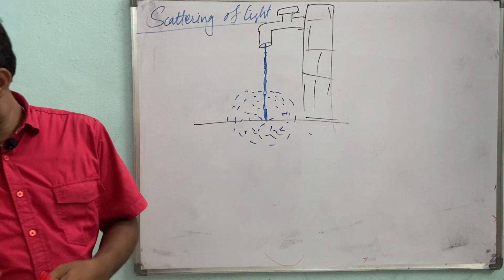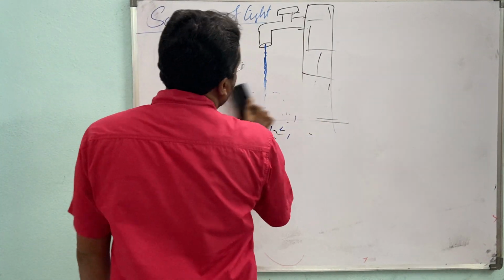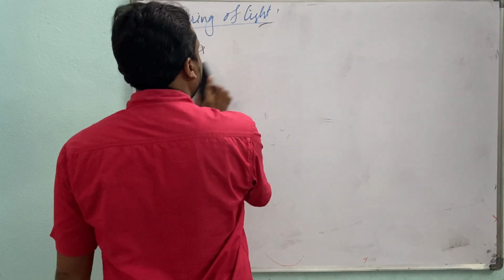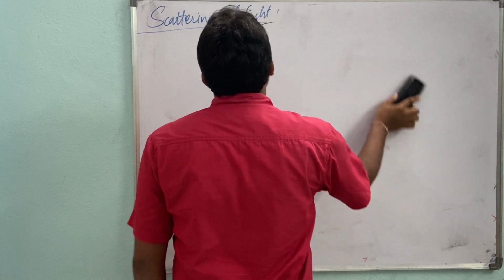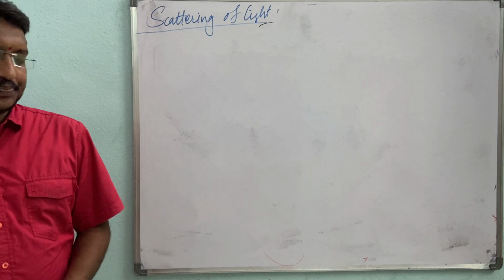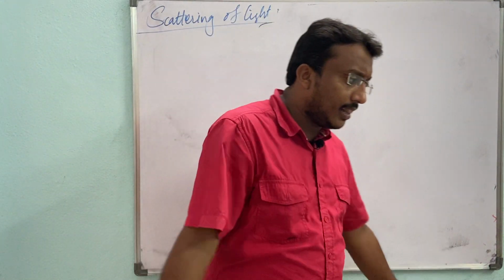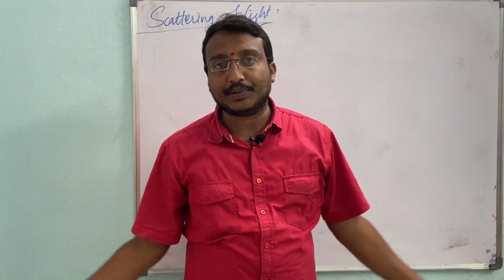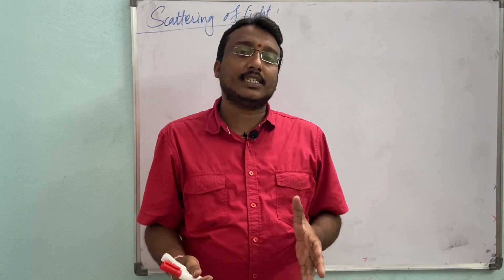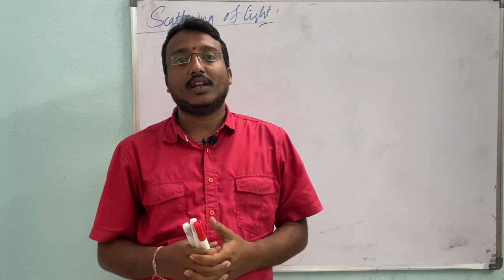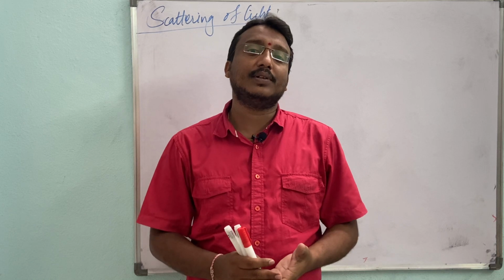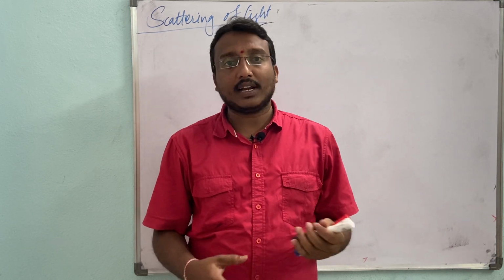So now we are going to discuss scattering of light. What is our topic? Scattering of light. We know that our earth has an atmosphere. Around the earth we have atmosphere. That atmosphere consists of many gases like hydrogen, nitrogen, water droplets, and different molecules present in air.